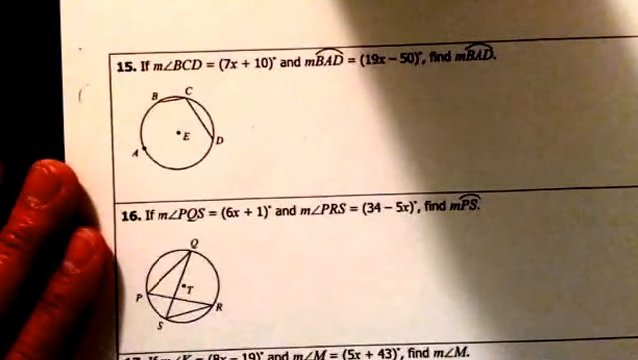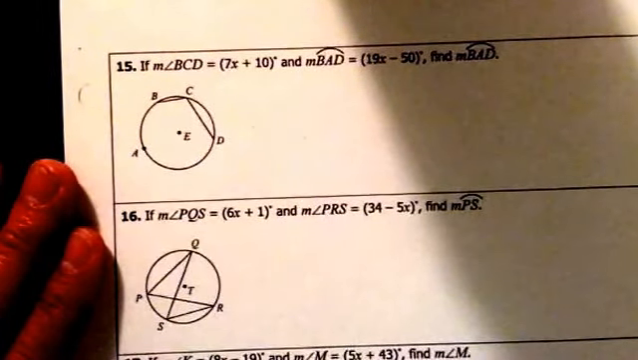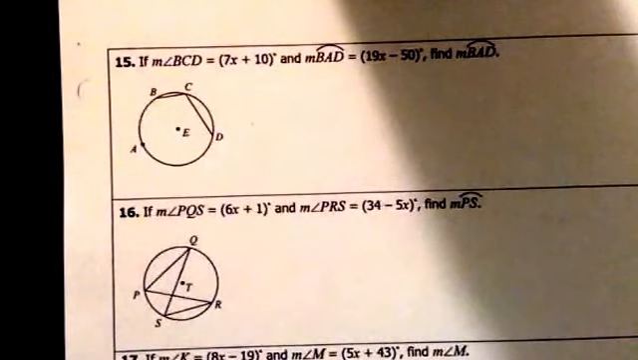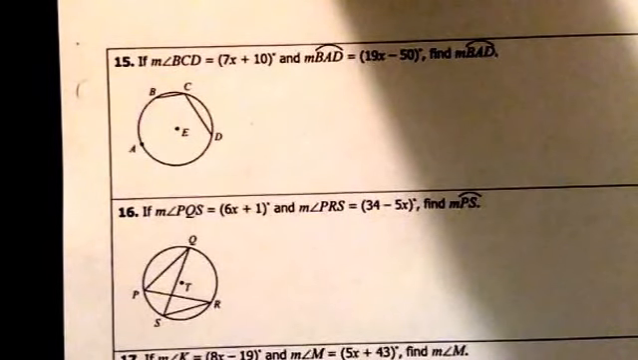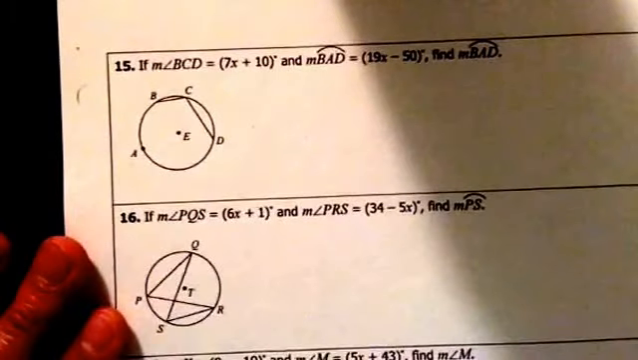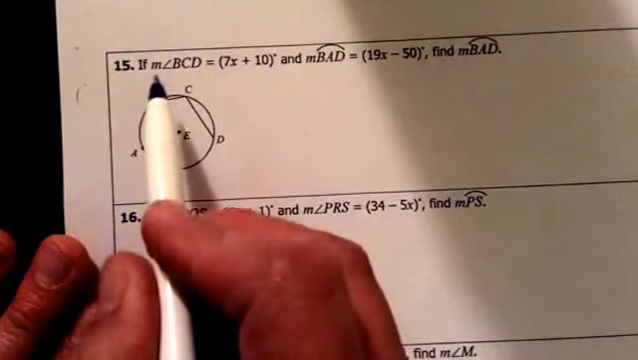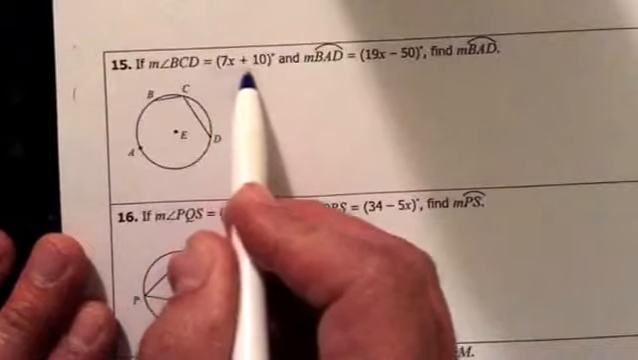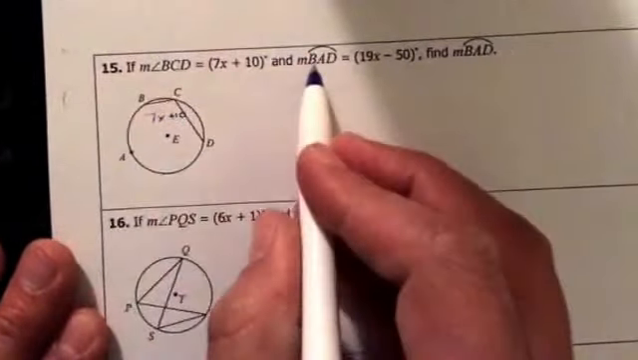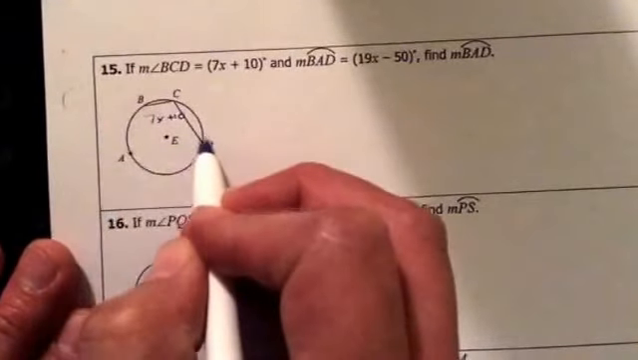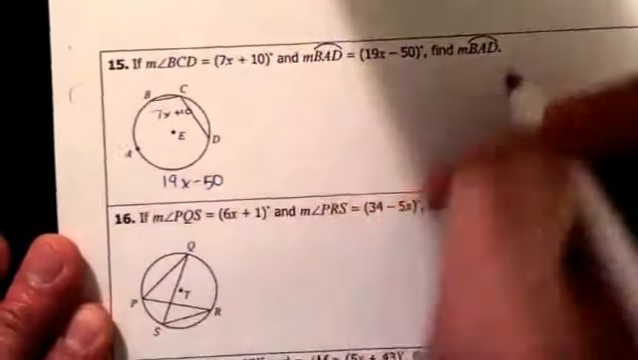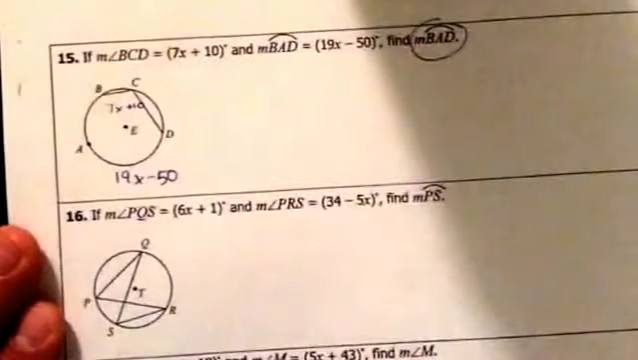In the third page of our review, we're going to talk more about inscribed angles in a circle and also about whether a line is tangent to the circle using the Pythagorean theorem. So the first thing we're going to do is look at number 15 here, and it says if angle BCD is 7x plus 10, I'm going to write that in, and measure of arc BAD, which is this arc out here, is 19x minus 50. They want us to find measure of BAD, the arc.